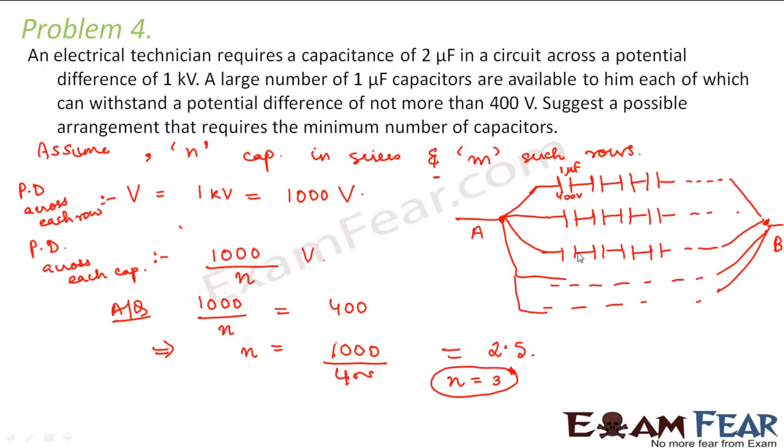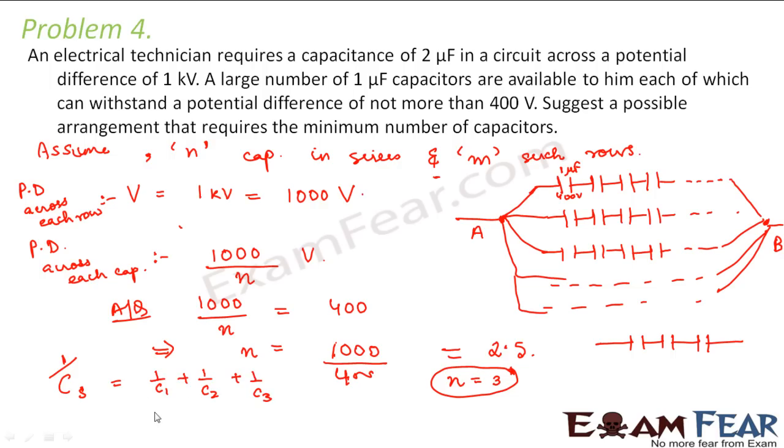So how many such rows are there? For that we have to calculate the value of M. Now let us try to find out the equivalent capacitance. What would be the equivalent capacitance of the 3 capacitors? We know that there are 3 capacitors arranged in series, right? So the series 1 by Cs, right now I am talking about the equivalent capacitance of one row, will be equal to 1 by C1 plus 1 by C2 plus 1 by C3.